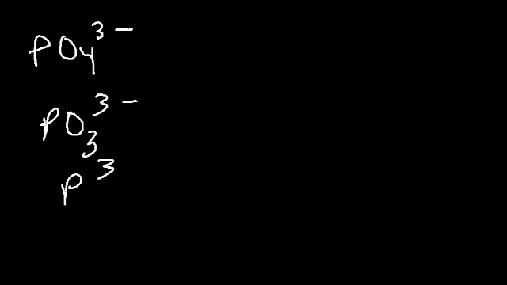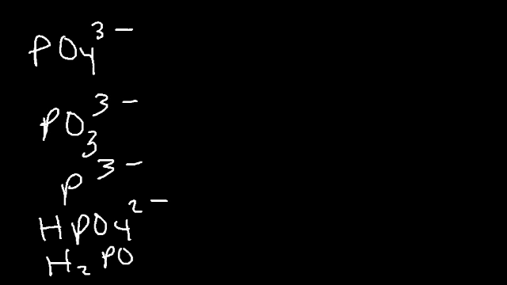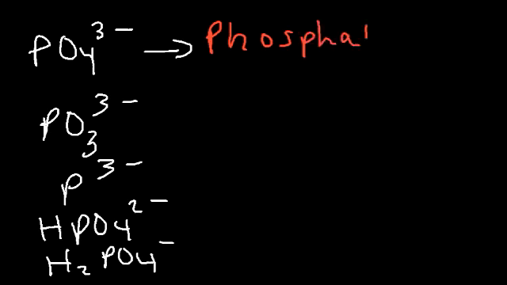What do you think the names for these ions are? PO4 3-, PO3 3-, P3-, HPO4 2-, and H2PO4-. PO4 3- is known as phosphate. So if you know the first one, you could find the rest. PO3 has 1 less oxygen, so if PO4 is phosphate, PO3 is phosphite.